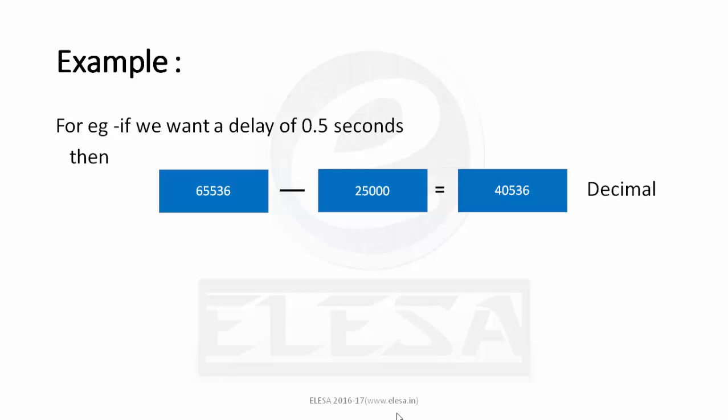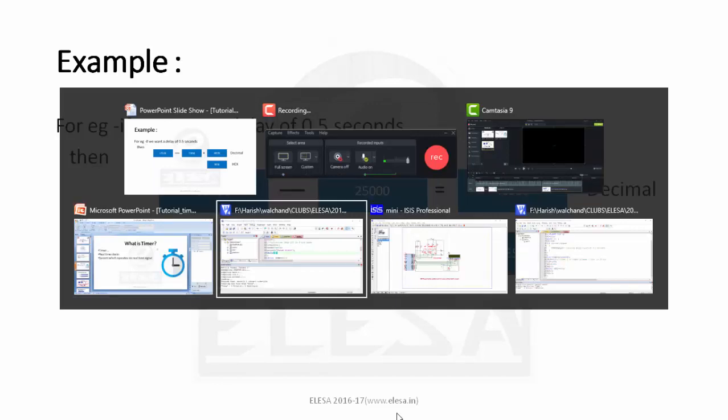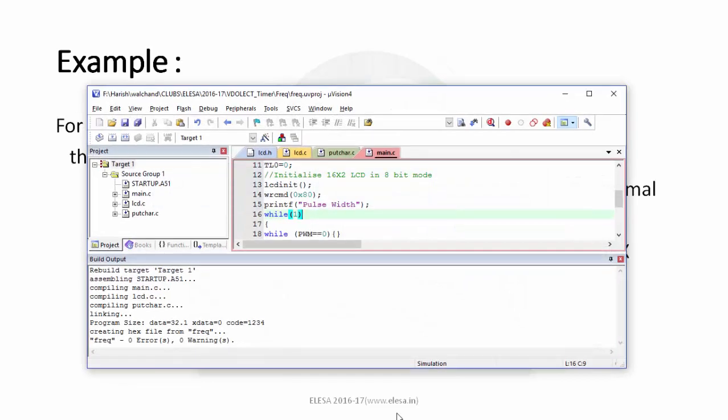Now the decimal value is 40536. We have to write this in the timer registers. For example, if we are using the timer 0 register, we have to write in TH0 and TL0. So we need the hex value of this. The hex value is 9E58. Now going to the delay function.